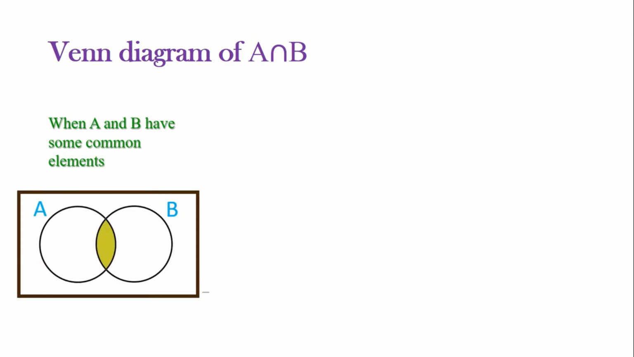Now, let's see the Venn diagram of A ∩ B. When the two sets A and B have some common elements, then the Venn diagram of A ∩ B is given in this figure. Here, this yellow color shaded portion represents the set A ∩ B.